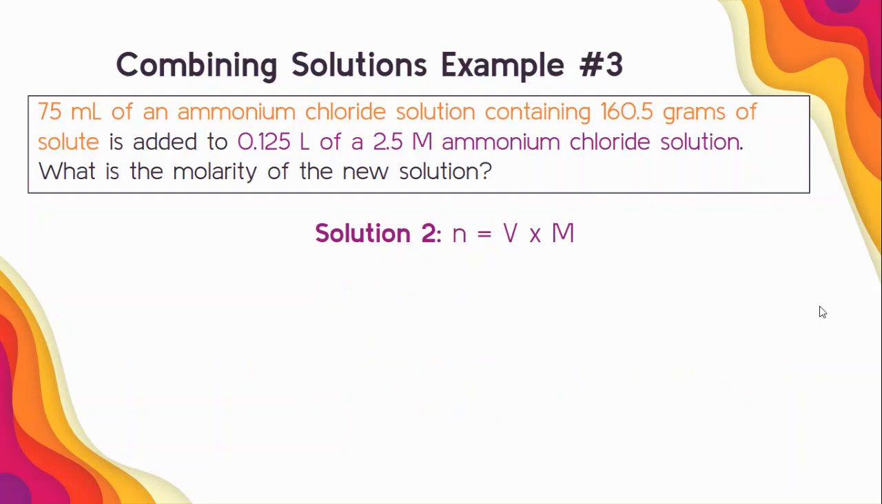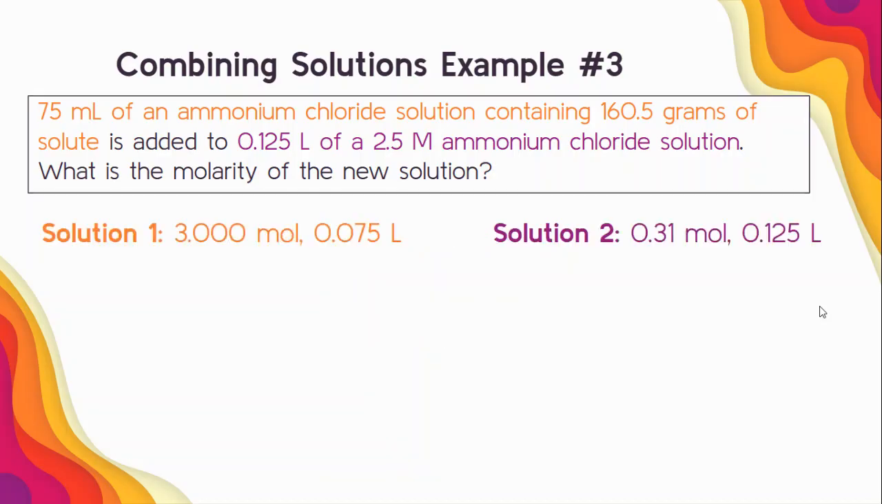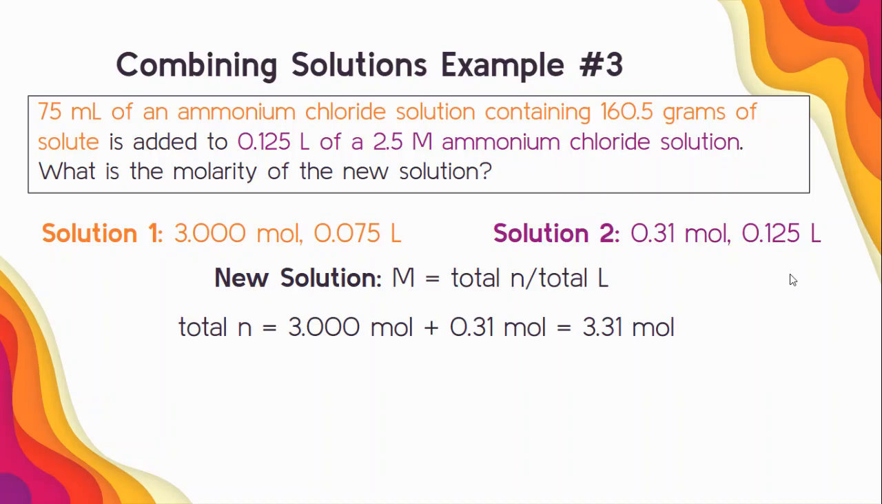Solution 2, to find moles of solute, we can just do the molarity times the volume. And our volume's already in liters, so we can just plug 0.125 liters in for V, 2.5 M in for M, solve for n, which is 0.31 moles. So now that I have moles of solute for solution 1 and solution 2, and liters of solution for both, I can do total moles divided by total liters of solution to get my molarity.